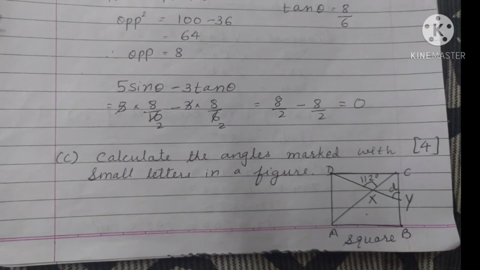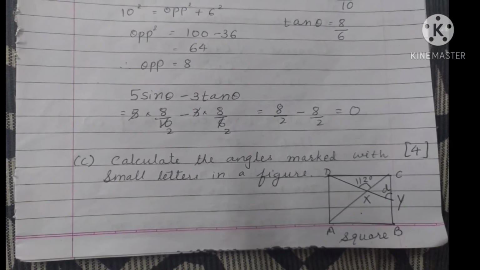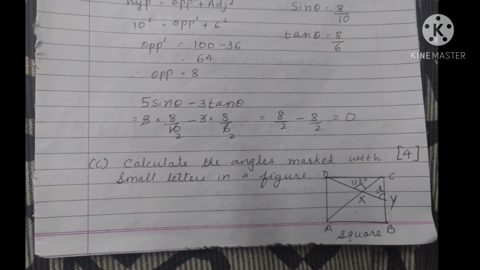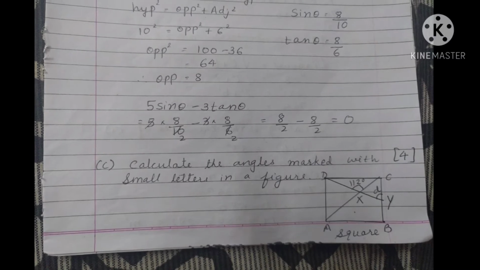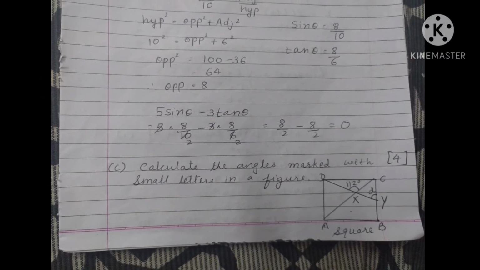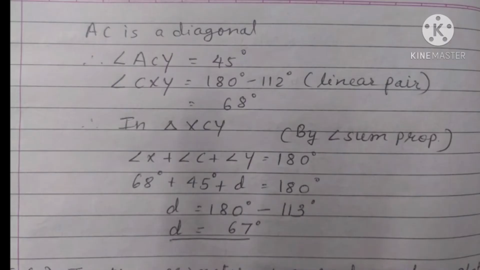Question number C. Calculate the angles marked with small letters in the figure. This is a 4 mark question. The figure is given to you. A, B, C, D: a square is there and there are 2 lines drawn. One is AC, the diagonal, which intersects at X, and angle DXC is given as 112 degrees. So you want to find the small d value.